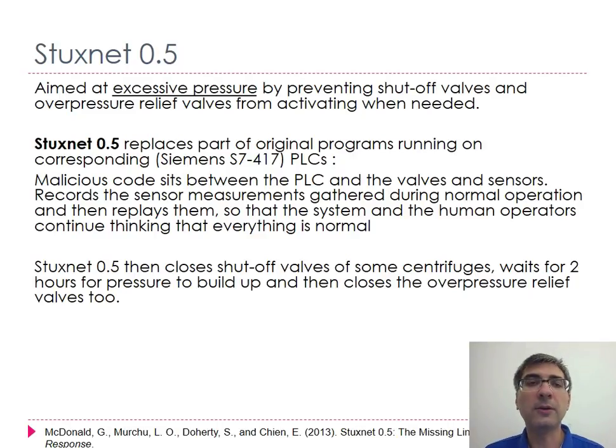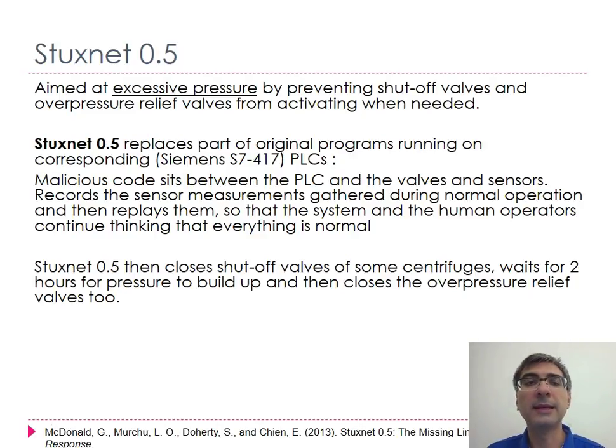The first variant of Stuxnet that we are aware of targeted the excessive pressure. It tried to prevent the shut-off valves and overpressure relief valves from activating when they were needed. In this way, the workarounds were not working correctly, and many centrifuges would be affected. In practice, we don't know how well this first variant did. We only know that it targeted the PLCs, the programmable logic controllers, that were controlling these.